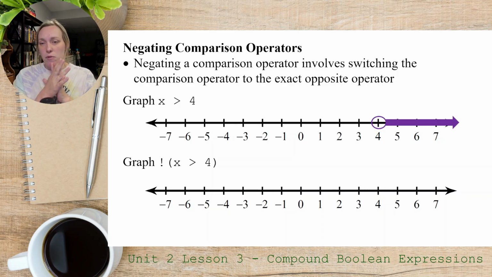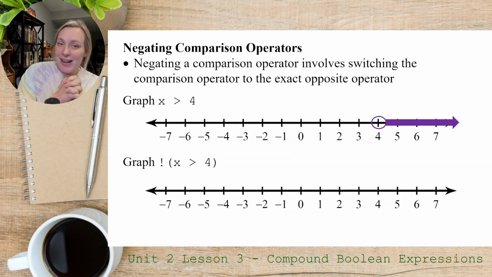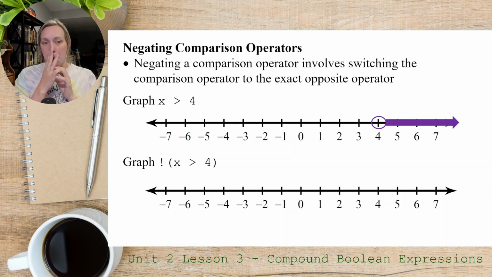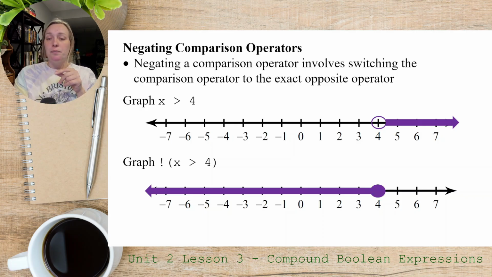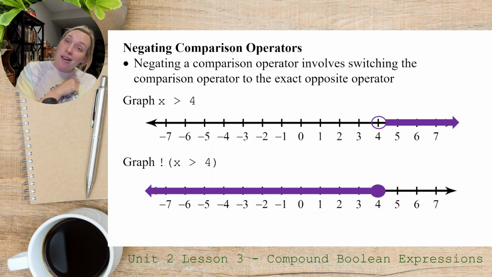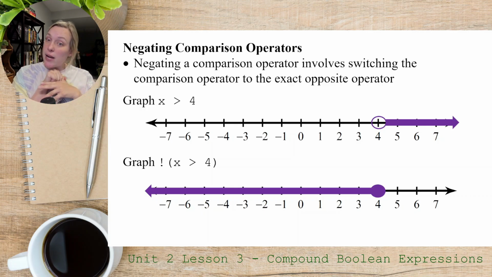Now, if I asked you to graph not x greater than 4, you are negating, you are doing the exact opposite of that. So what's the exact opposite of this visually? The exact opposite would be shading in the 4 and then shading the other way on the number line, right? That would be the exact opposite. So visually you see how those are direct opposites.